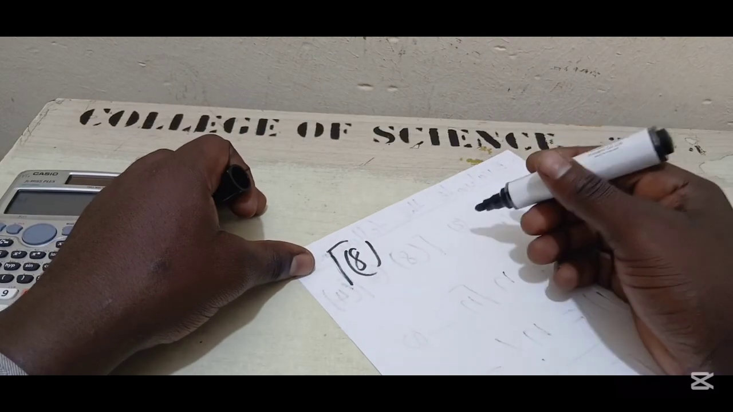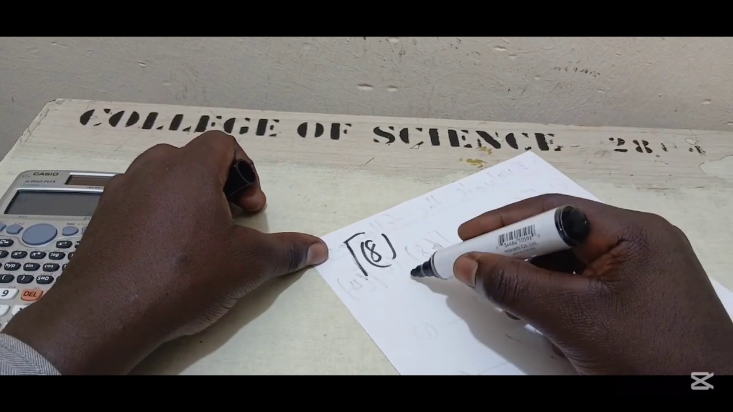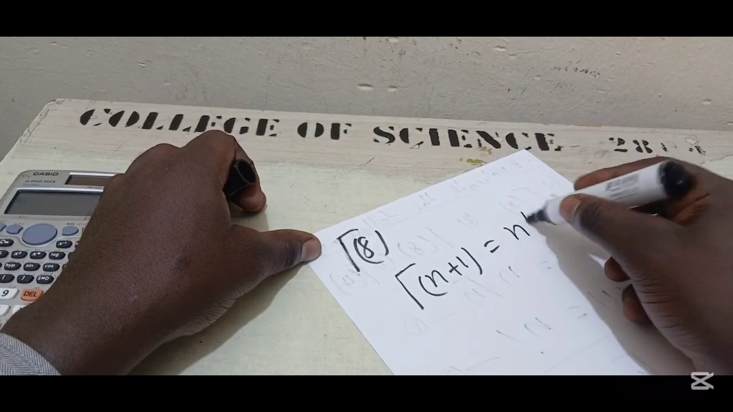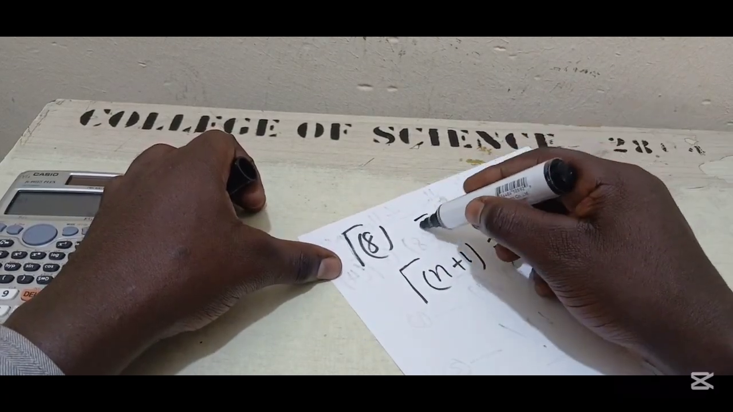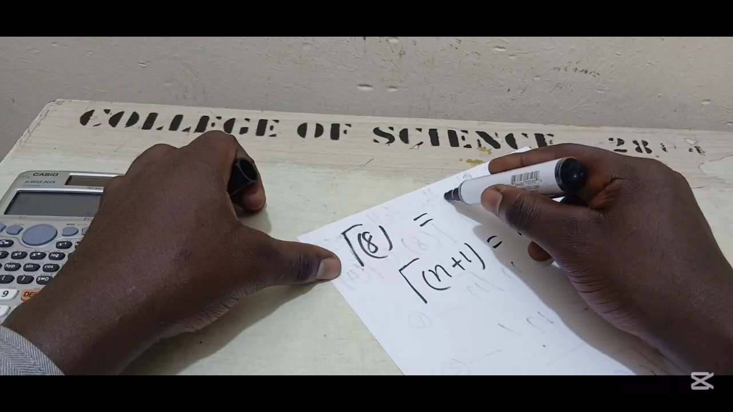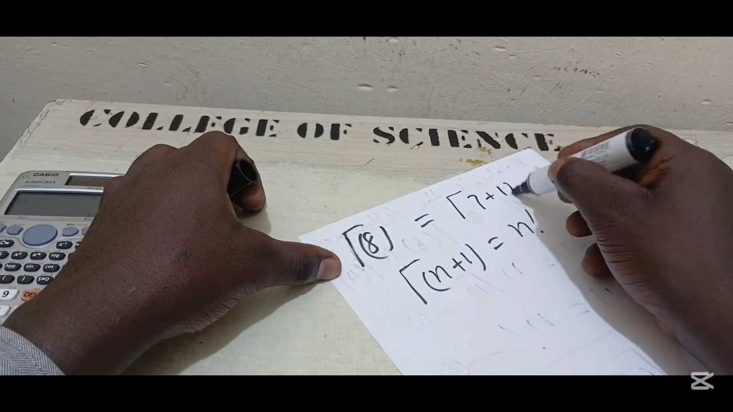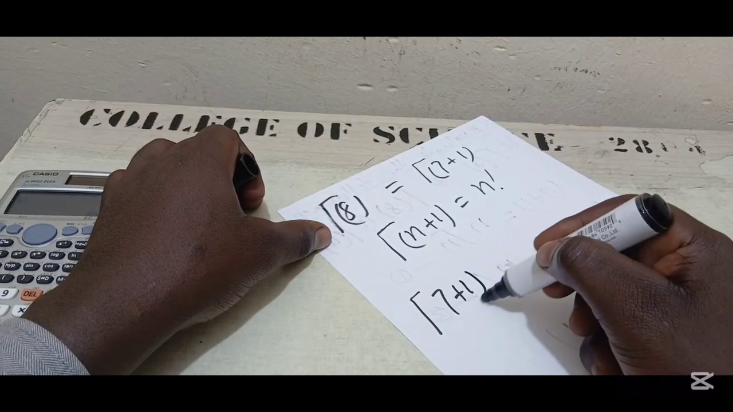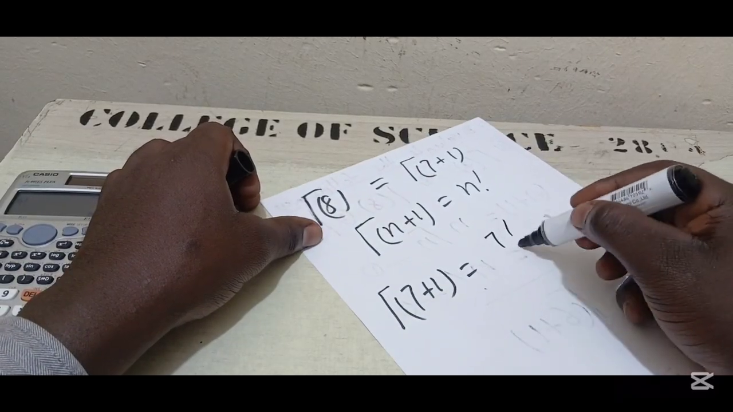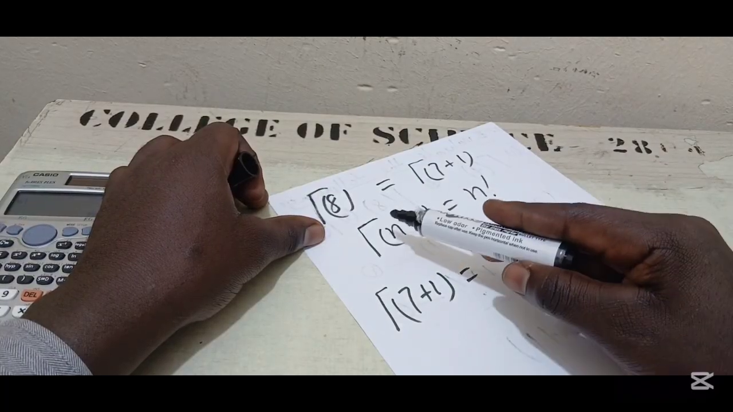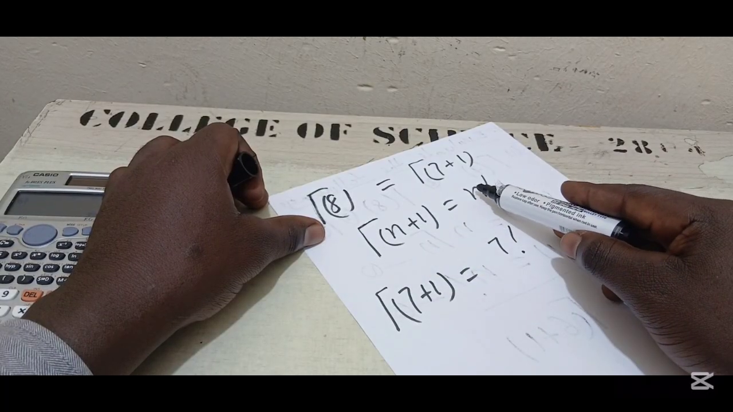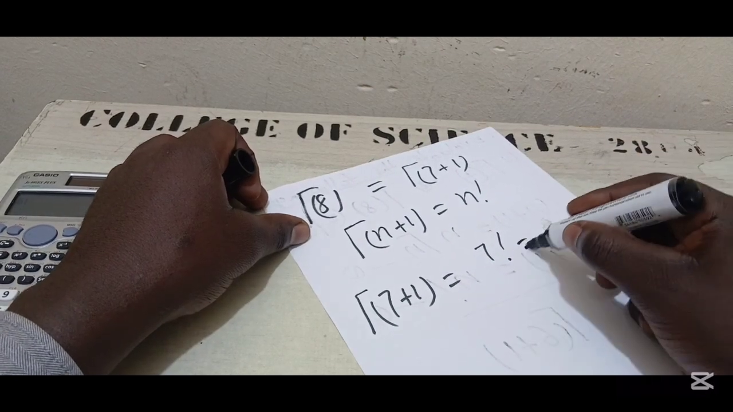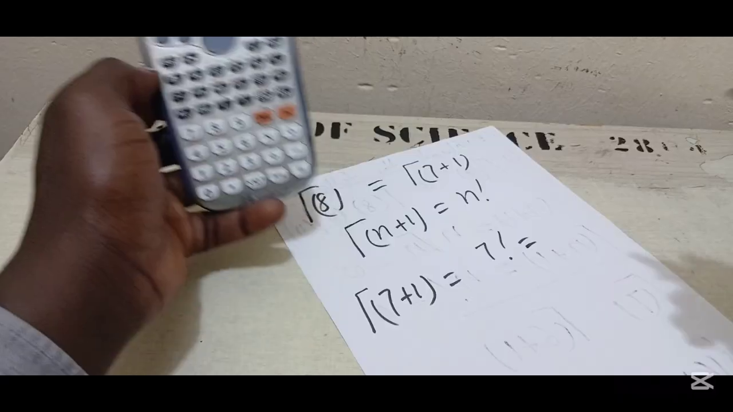Now the second problem is gamma 8. Because it is not a fraction, we are using this formula. So for gamma 8, we want to find a way of breaking it into 1 plus something to give us 8. You can see that 7 plus 1 is definitely 8, right? So 7 plus 1 should be equal to 7 factorial. Comparing this formula to this, our n right here is 7, which is 7 factorial. So 7 factorial here will give us 5040.